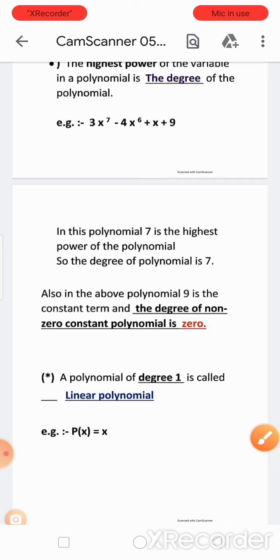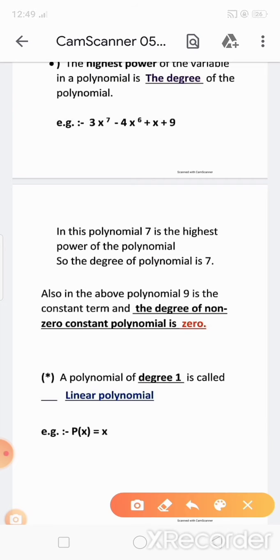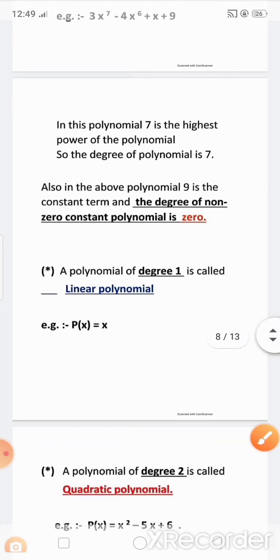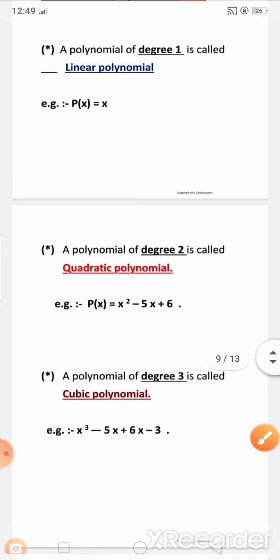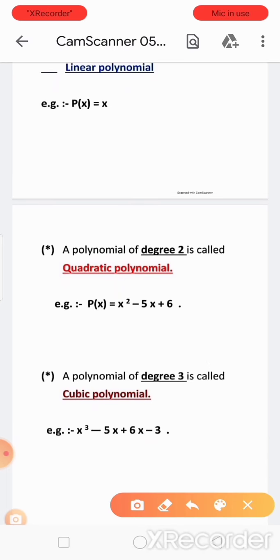Next, a polynomial of degree 1 is called a linear polynomial. For example, p of x is equal to x, meaning our polynomial is x and x has power 1. So the degree of this polynomial is 1. Next, a polynomial of degree 2 is called a quadratic polynomial. In this example, we have the polynomial p of x is equal to x square minus 5x plus 2 and the highest degree of this polynomial is 2. So it is a quadratic polynomial.